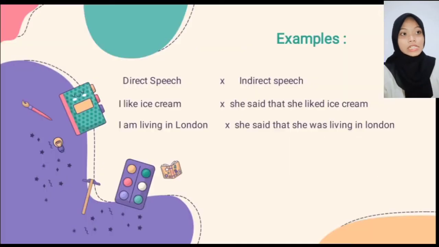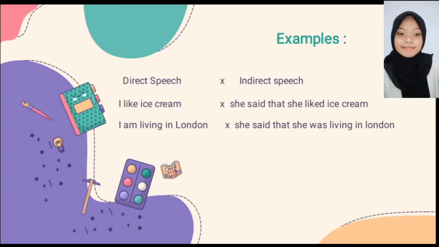Examples: for one, direct speech, I like ice cream. To indirect speech, she said that she liked ice cream. Okay, I want to explain. The first word, because it is in simple present tense, it changes to past tense. The verb like becomes liked. And don't forget to add that to connect the introductory clause and the main clause.